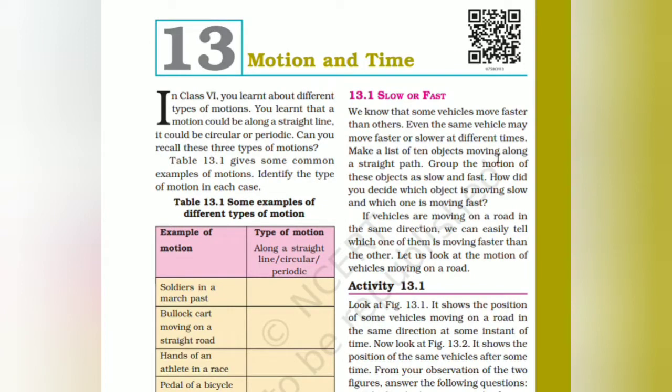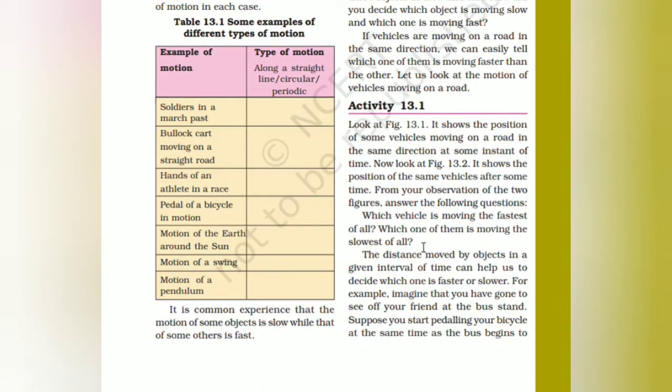We know that some vehicles move faster than others. Even the same vehicle may move faster or slower at different times. Make a list of 10 objects moving along a straight path. Group the motion of these objects as slow and fast. How did you decide? If vehicles are moving on a road in the same direction, we can easily tell which one of them is moving faster than the other.